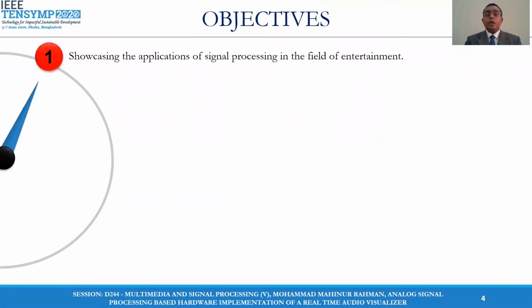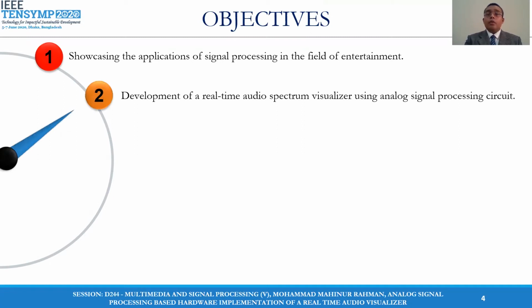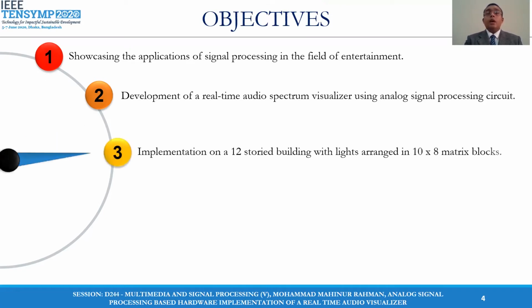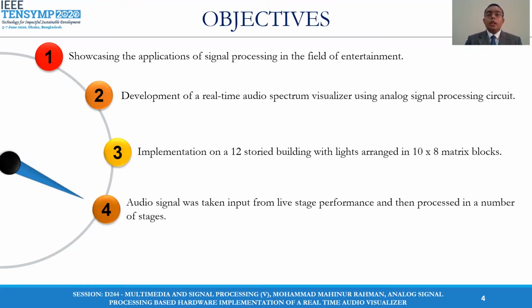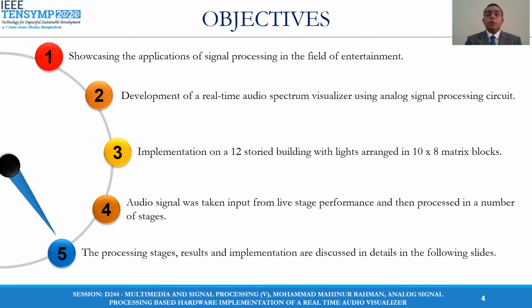We have tried to showcase the applications of signal processing in the field of entertainment, and we'll be showing you the development of a real-time audio spectrum visualizer using analog signal processing circuits. Then we'll show you the implementation of our work in a 12-storied building where lights were arranged in 10x8 matrix blocks, and the audio signal input from live stage performances, and how the signal was processed in different stages. Then we will show you the processing stages, results and implementation in detail.